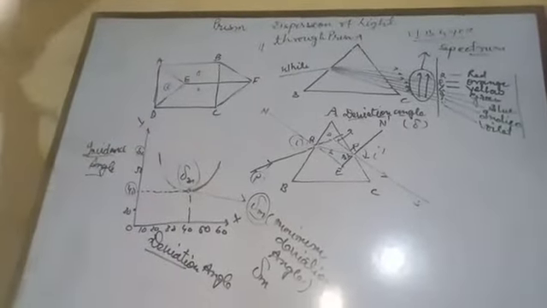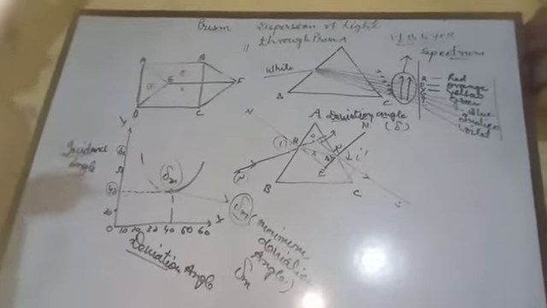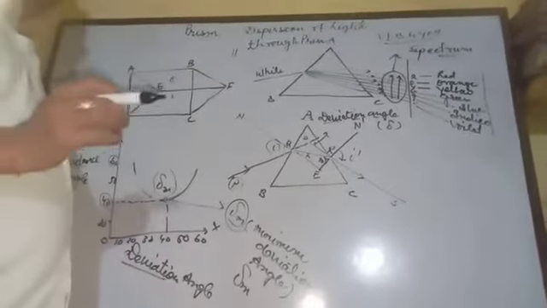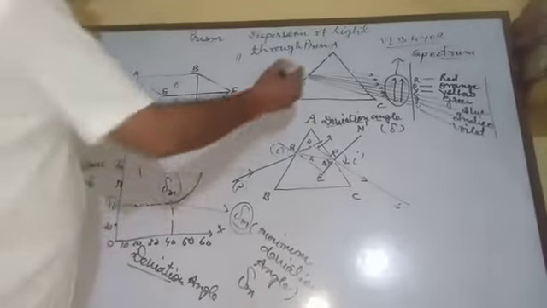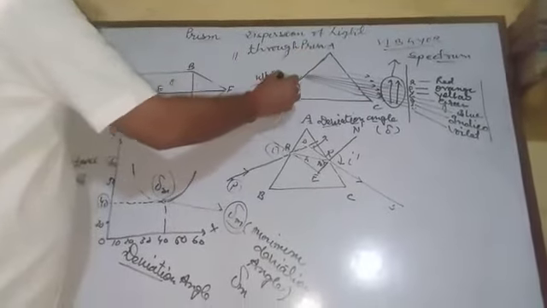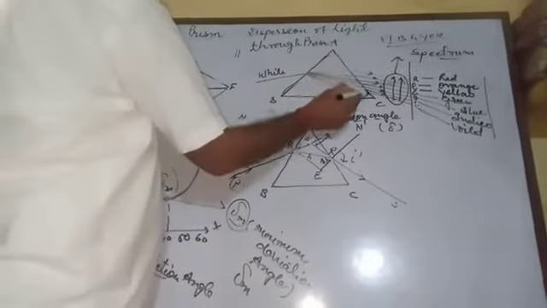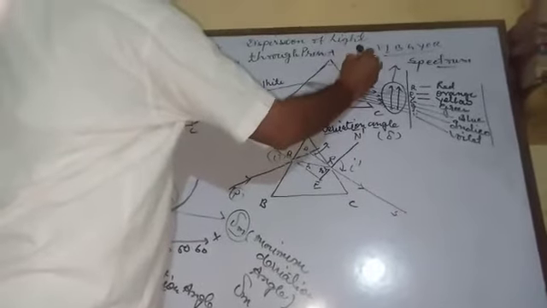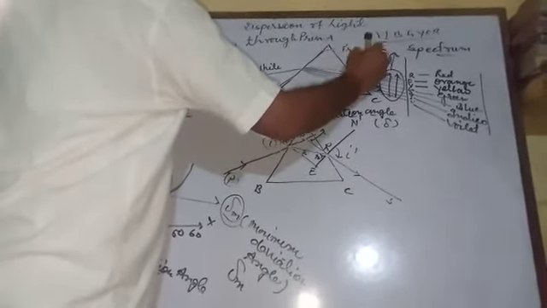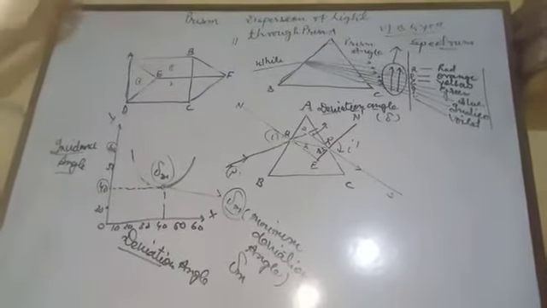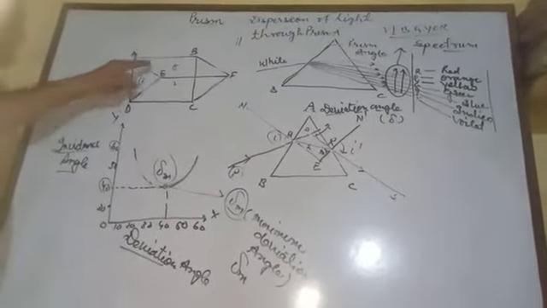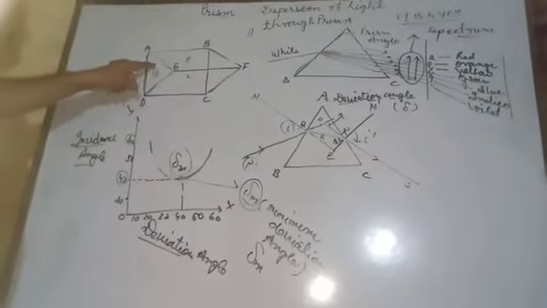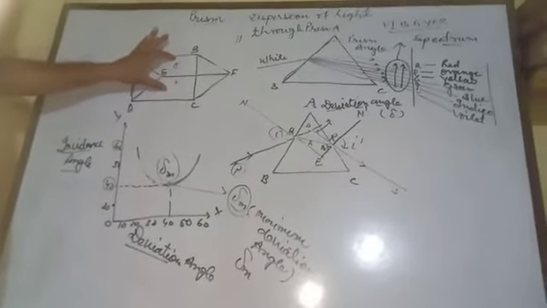So, what is prism? Prism is a transparent and homogeneous medium in which two reflecting surfaces are inclined with an angle. This angle is known as prism angle. And prism consists of triangular surfaces which are parallel to each other and 3 rectangular surfaces.